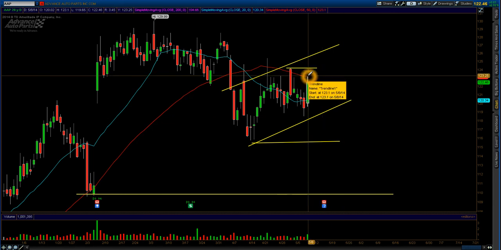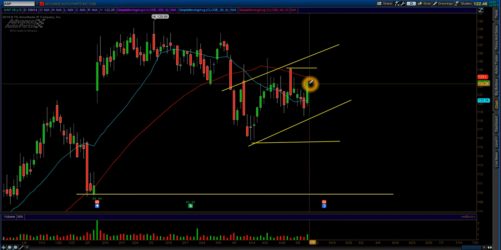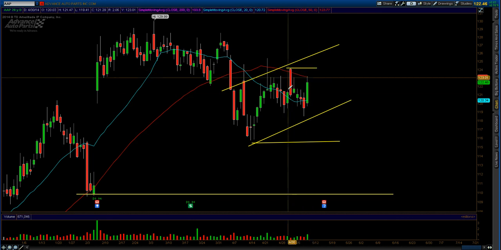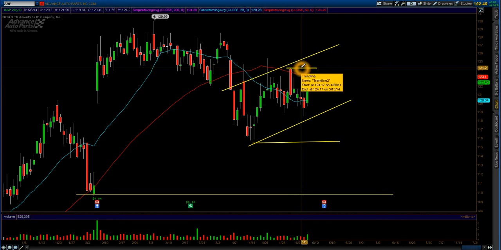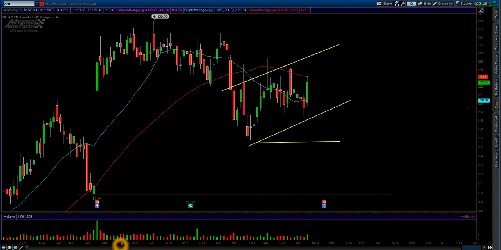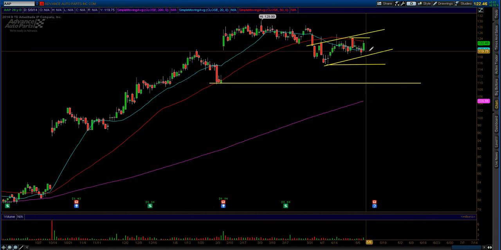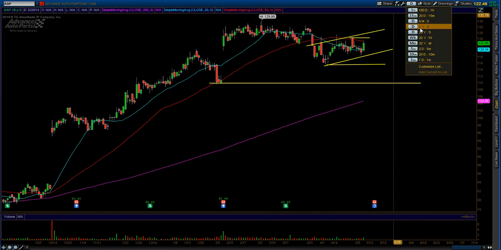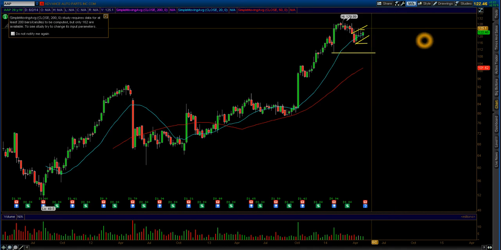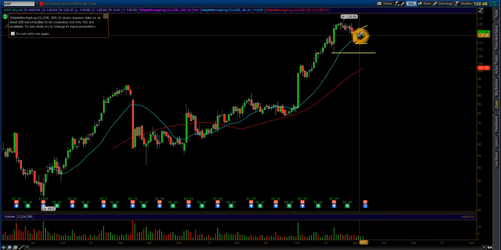Today, it tagged the 50-day moving average, pulled back, and then you have a lot of resistance here. That level once again 124.17. So keep that in mind, and also keep an eye out on this weekly chart. It's making a bearish pattern.